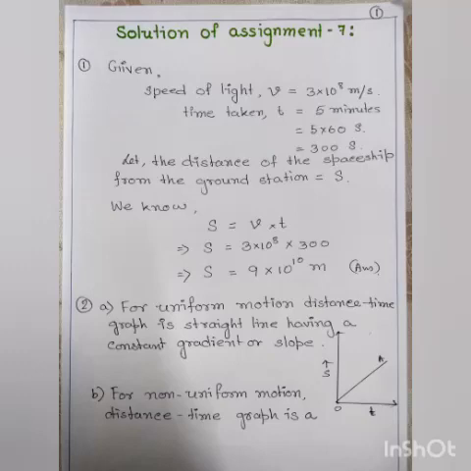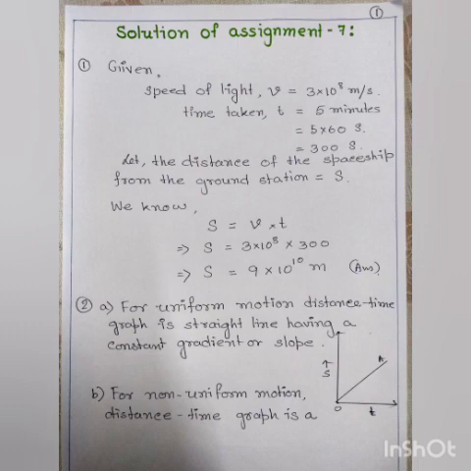Hello my dear students, let us start our today's class with the solution of assignment 7. Now the first question is: during an experiment, a signal from a spaceship reached the ground station in 5 minutes. What was the distance of the spaceship from the ground station?